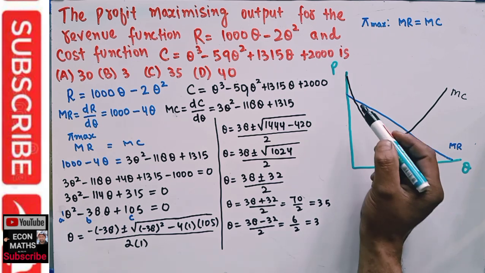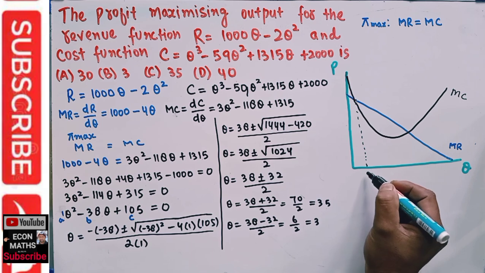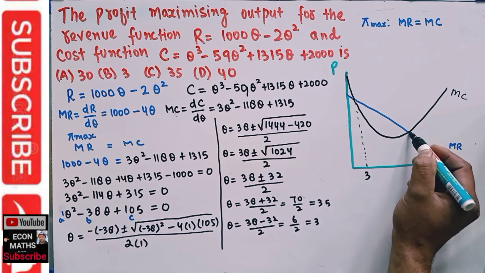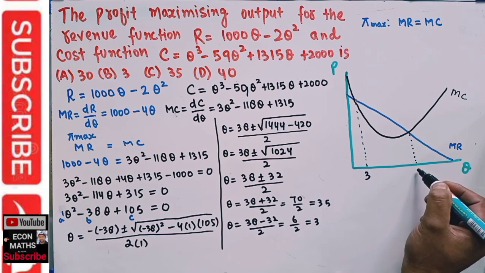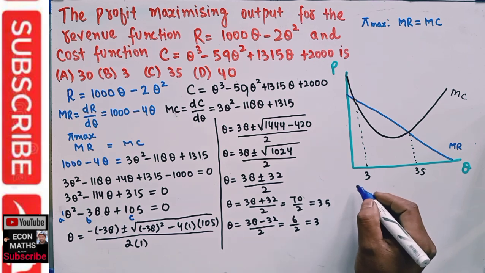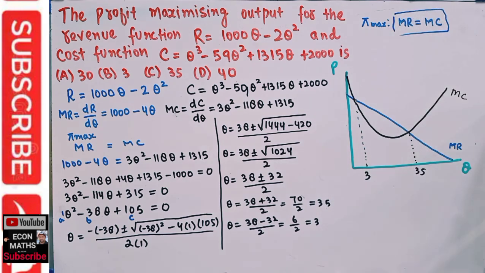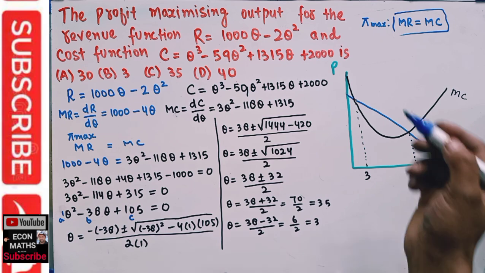Okay, so here we have q is equal to 3, and this point is q is equal to 35. We need to find out where will be the profit maximizer. That means we need to check the second order condition. The first order condition is, as we know, marginal revenue should be equal to marginal cost. This is the first order condition.